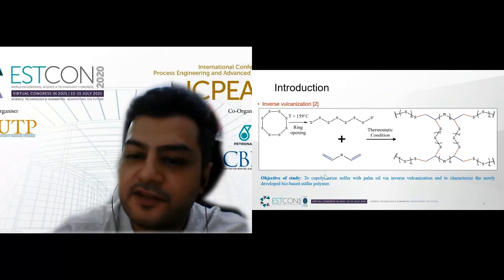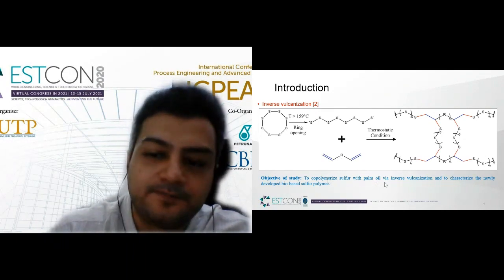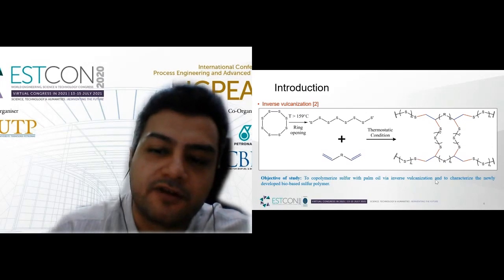Therefore, the objective of this study is to copolymerize sulfur with palm oil via inverse vulcanization and to characterize the newly developed bio-based sulfur polymer.